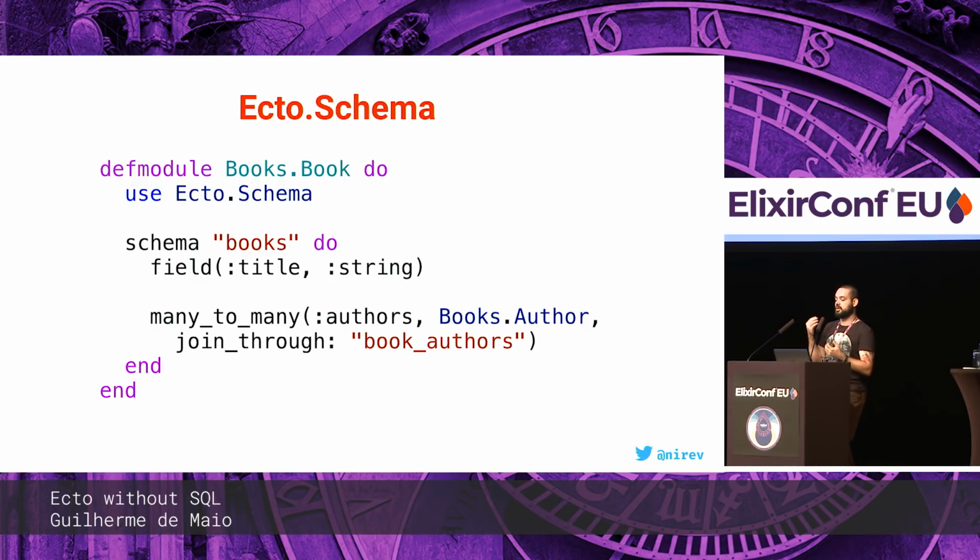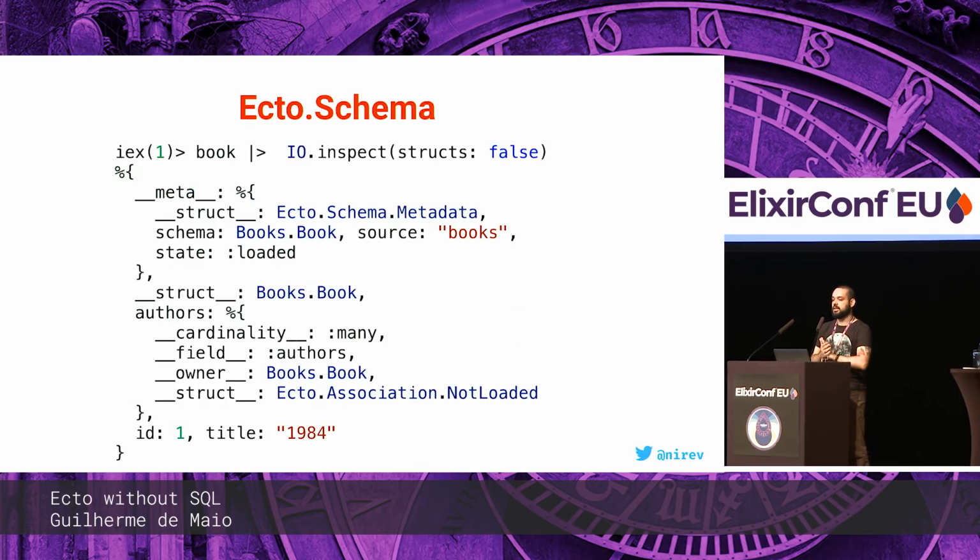So in this case, defining the book, by using this schema, I'm telling what is the database table that holds the schema, in this case books, and I can add fields like title, give it a type, use a string, and I can also do associations like many-to-many, and I can have authors, which is a book author that will have a different schema, and in this specific case, I'm telling which table I'm going to use for the many-to-many relationship. And like I said, those macros help you build a data structure that represents everything. So all those macros are doing is creating this struct.